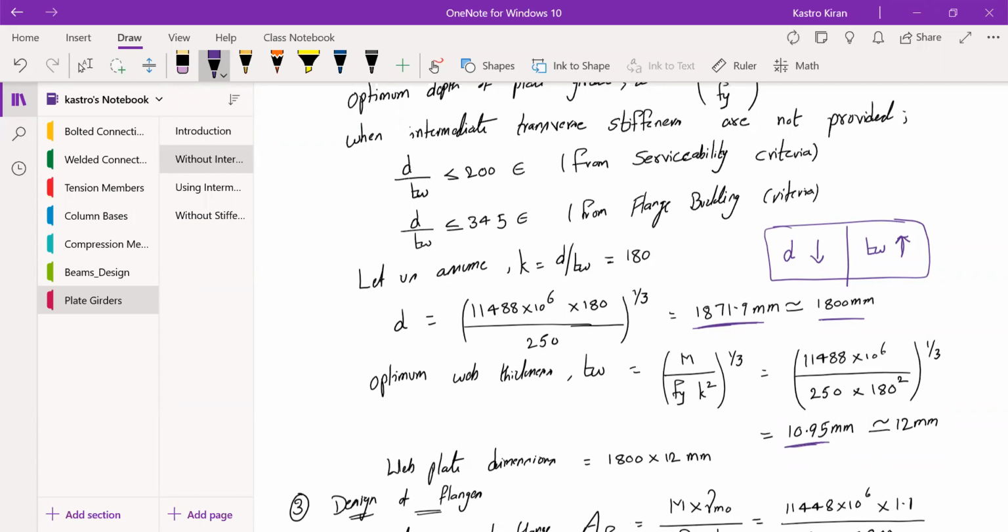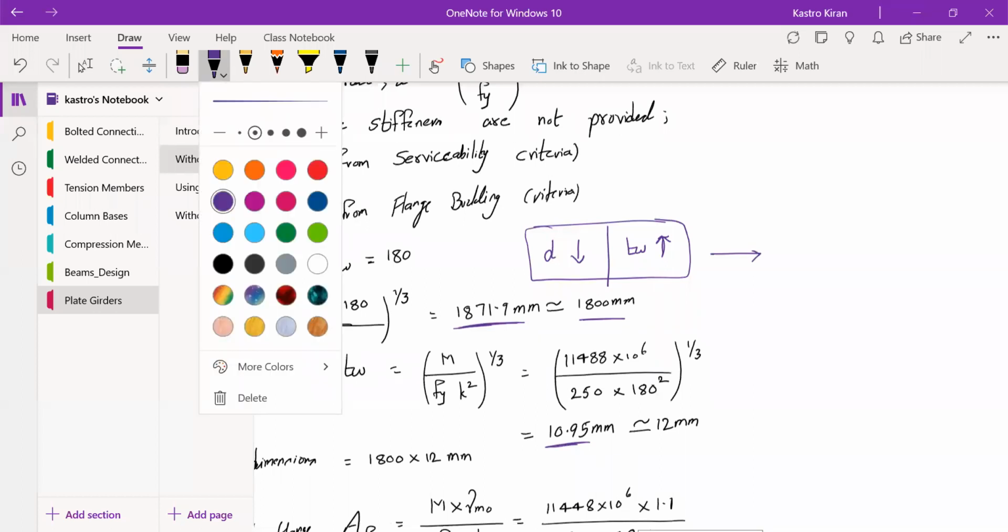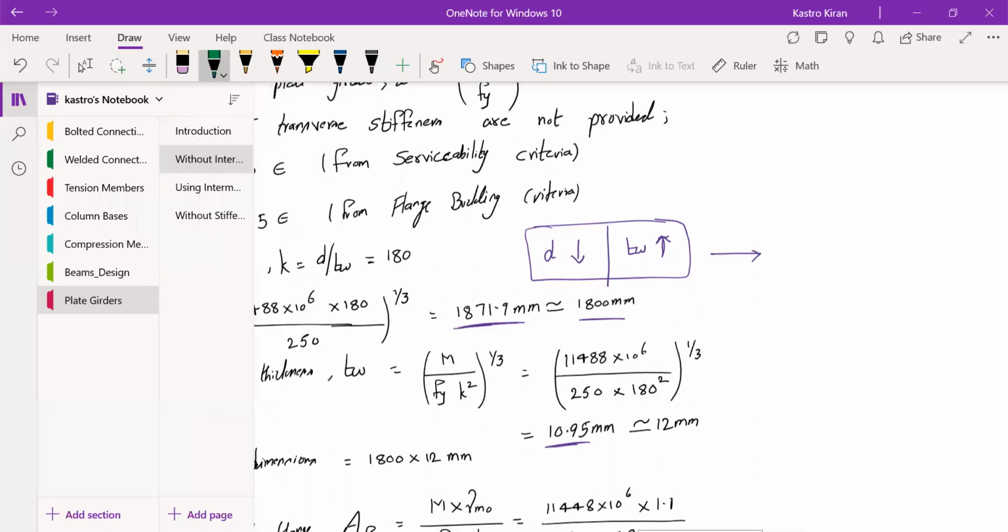But in the model 2 problem, what we are going to do is the exact opposite of this phenomenon. That is, we are going to increase the depth of the web, and then we are going to decrease the thickness of the web. Remember this.